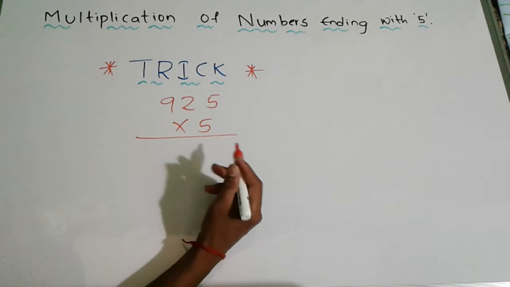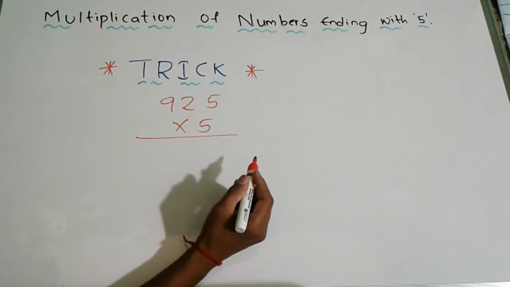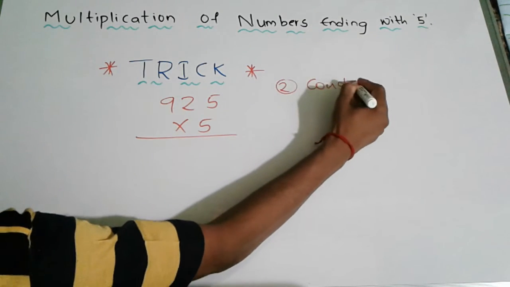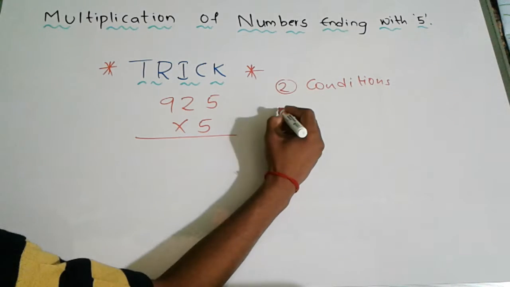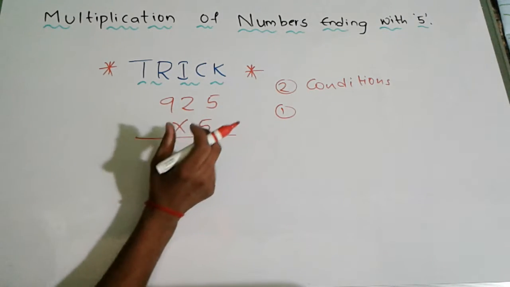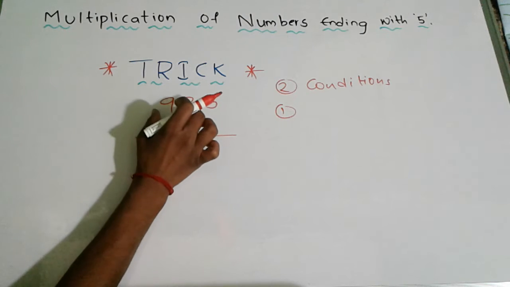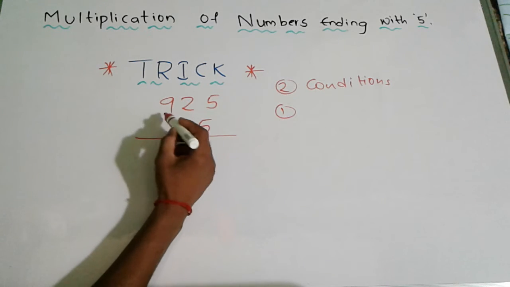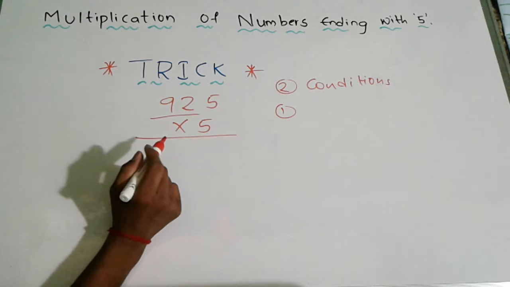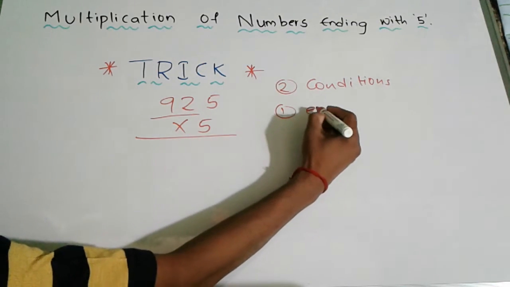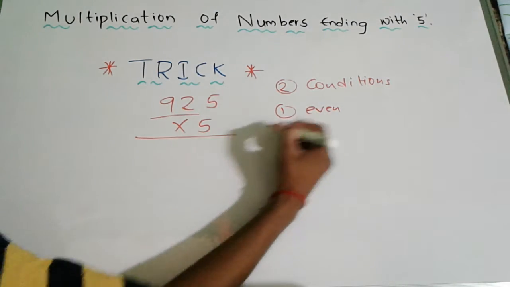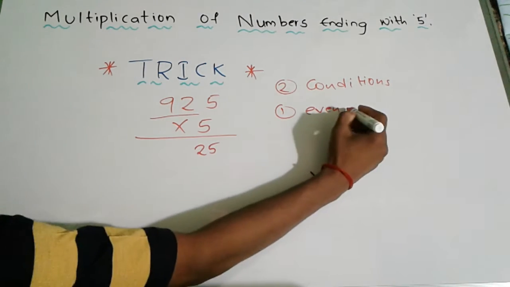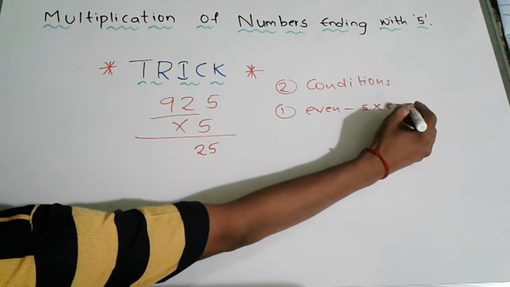In order to do this, you have to remember two conditions. Two conditions, right? First condition is, consider the number which is before 5, that is 92, and you have to check whether the number is odd or even. If the number is even, then you have to write 5 5s are 25 here. 5 5s are 25, right?